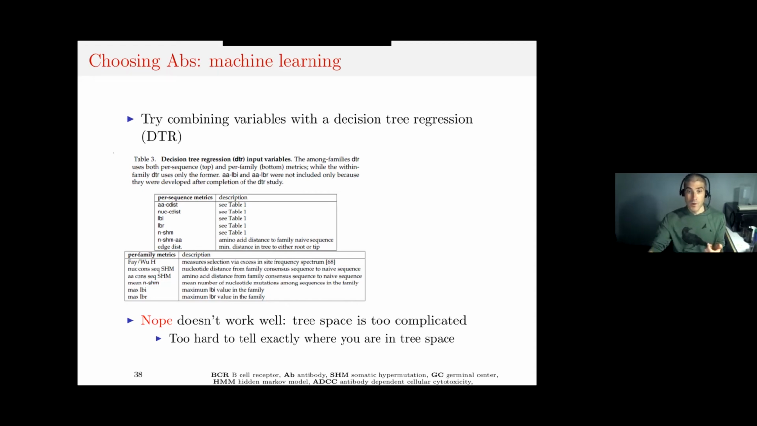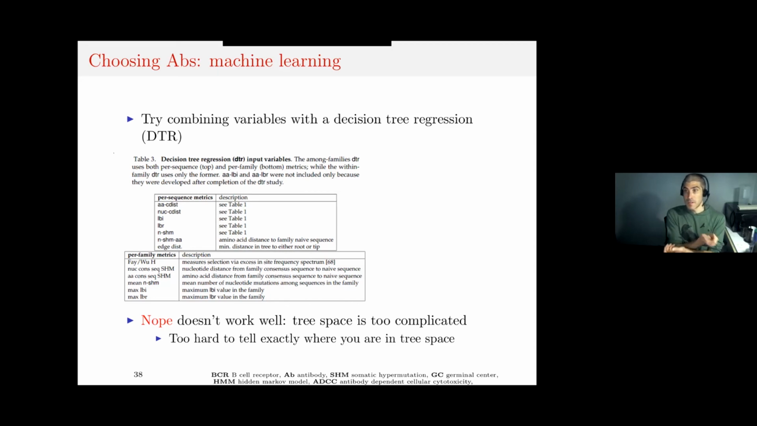This is really important for the performance of these metrics, because there are some metrics that work really well if the selection strength is high. But if the selection strength is 0, if you're just mostly in neutral evolution, that metric can be totally useless.